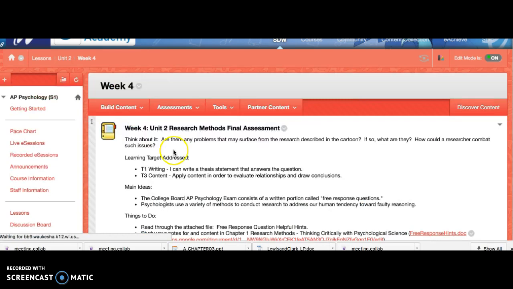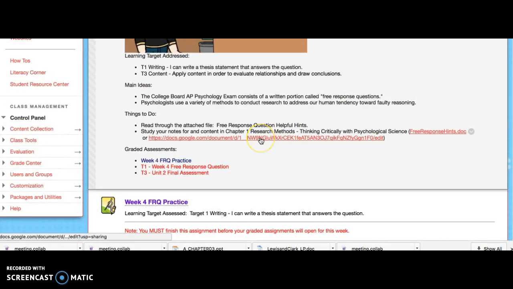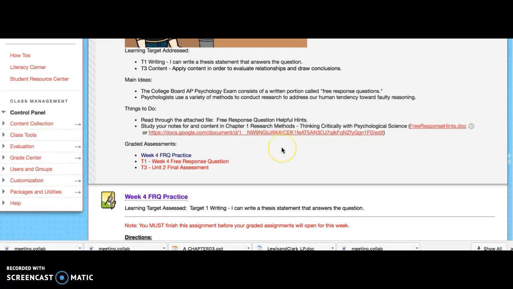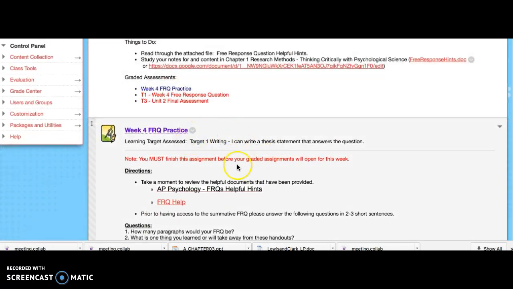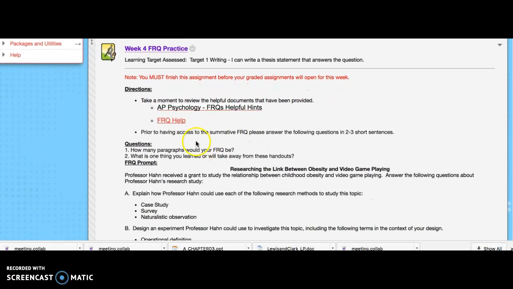So underneath week 4 in the lesson plans, I have a helpful document for helping create FRQs. Otherwise, in the practice of the FRQ, your adaptive release, you first need to answer 2 questions. How many paragraphs the FRQ will be, and what was one thing you learned about the FRQ from the handouts. It just forces you to look at those handouts first.